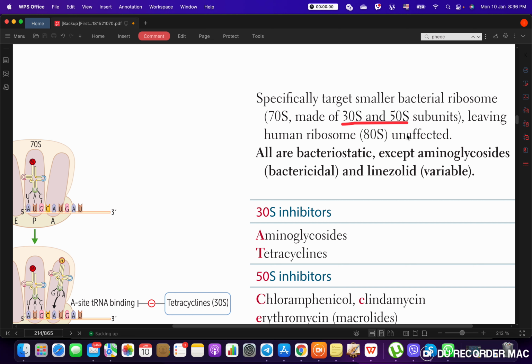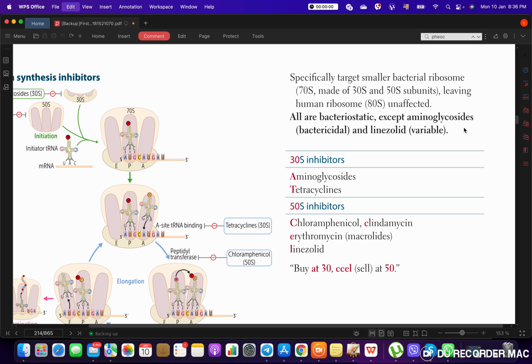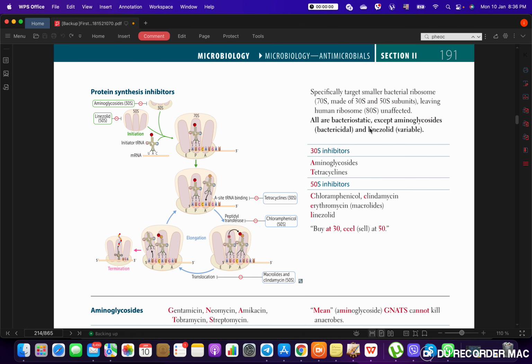So since it binds at the 30S and 50S, it will not affect the human cells, which is perfect. That's exactly what we want. All of these are bacteriostatic, except aminoglycosides, which is bactericidal, and linezolid, which is variable. Bacteriostatic drugs have less risk of developing which problem? Yep, absolutely. It will have less risk of developing septic shock.